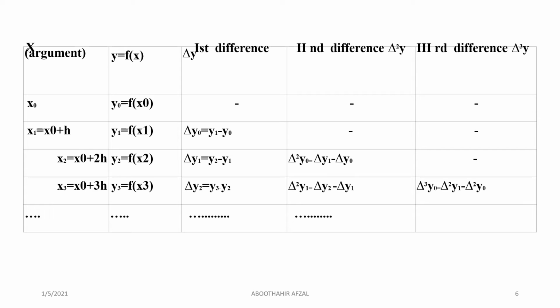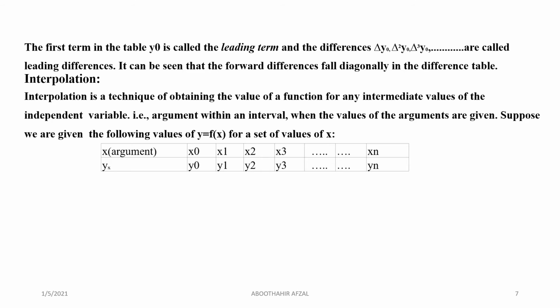And then the first difference operator is nothing but the differences of the y values, and the second difference operator is nothing but the differences of the first difference operator. Similarly it goes on. So if you want to find any column, you take the differences of the previous column. Now, using these difference operator values, we can integrate numerically.